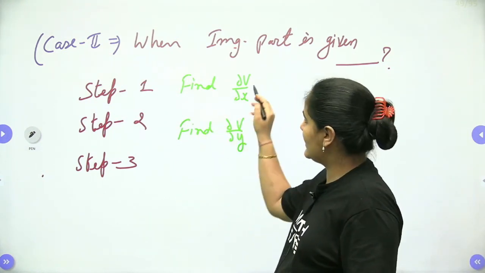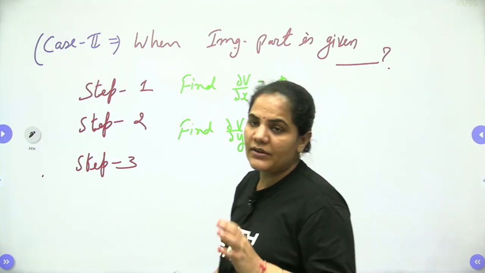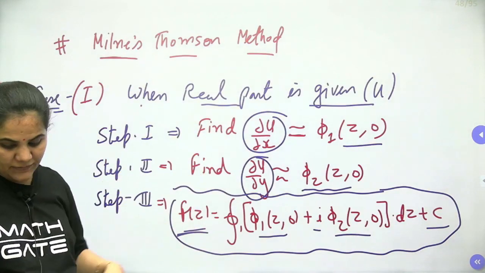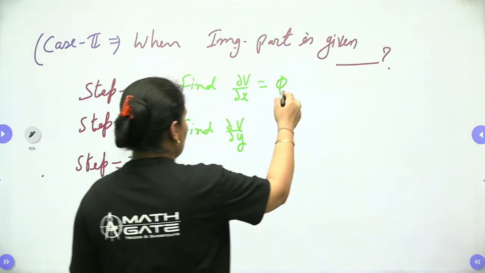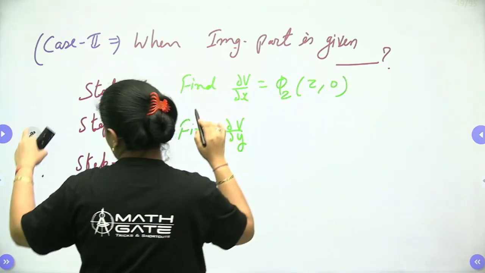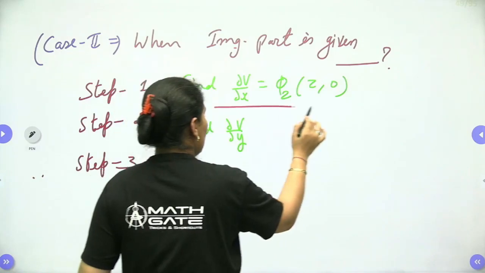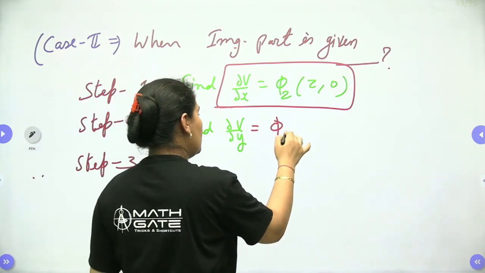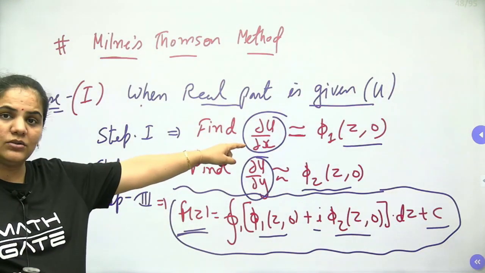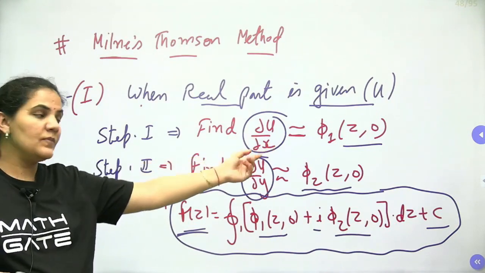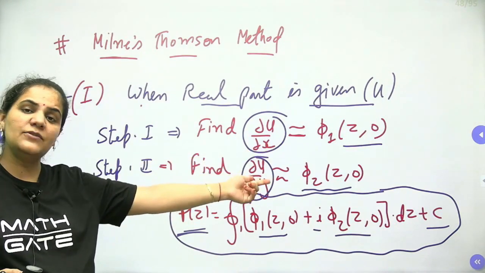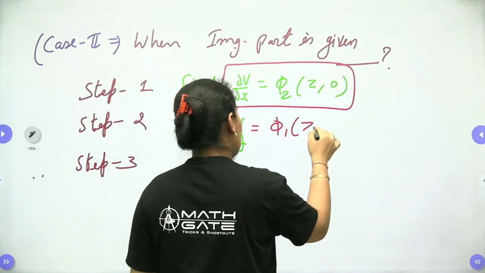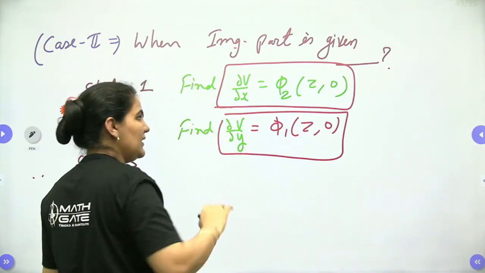So when we put del v by del x, it is equals to what, dear students? Earlier we were putting phi 1 and phi 2, you can see here. So here you will put phi 2 (z, 0) for the first one. Just remember this: del v by del x is equals to phi 2 (z, 0), and del v by del y is equals to phi 1. Earlier we used to put del u by del x as phi 1 and del u by del y as phi 2. Here we are substituting del v by del x as phi 2 and del v by del y as phi 1. Clear?